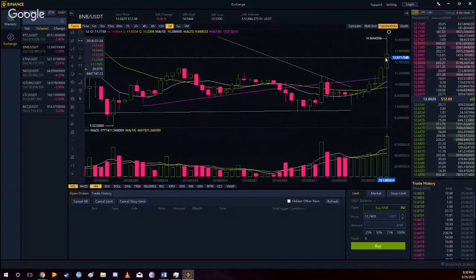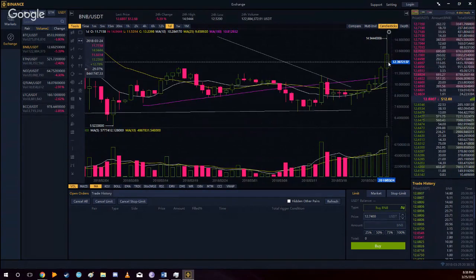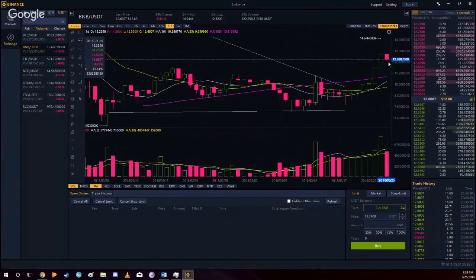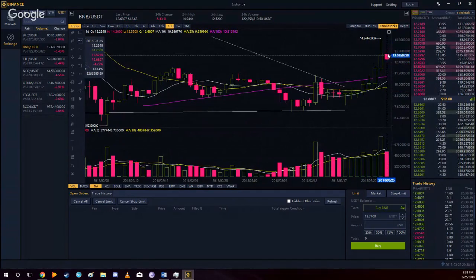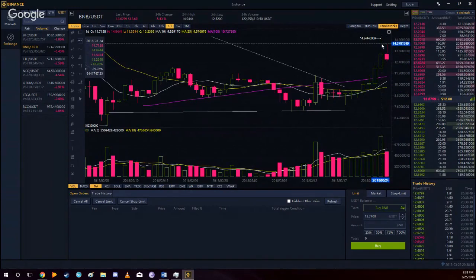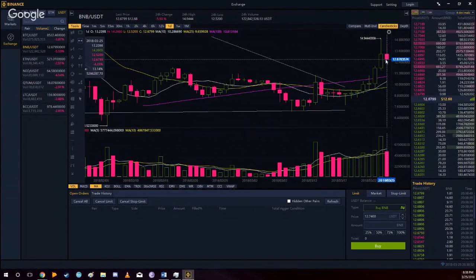Okay, moving on. The next day, it hit resistance. What does it do next? Usually when it hits resistance, it will try to pull down a bit before going upwards. See, it pulled down a bit before going upwards again, before trying to pull upwards again, but it was rejected again.